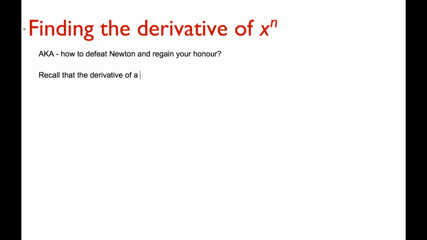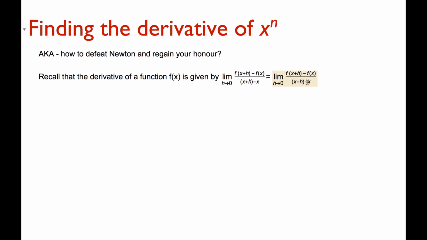Recall that the derivative of a function is just given by the limit as h approaches 0 of the function at x plus h minus f at x all over x plus h minus x. So that's just the difference in the y values over the difference in the x values. And of course the bottom just simplifies to h because x and negative x cancel out. So if we have f at x equal to x to the n, the derivative is just going to be the limit as h approaches 0 of x plus h all to the n minus x to the n. So just applying the function here.